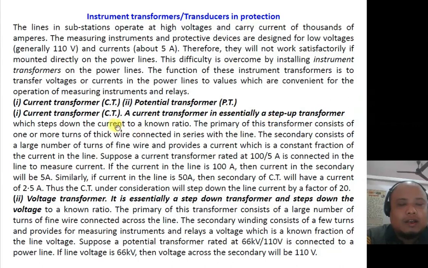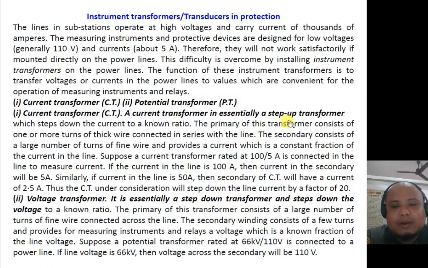Okay, and CT is connected in such a way that the primary winding of the CT is in series with the line, and potential transformer or voltage transformer is connected across the line. Because CT is a step up transformer, N1 number of turns will be greater than N2. Primary side turns are greater in number than secondary side turns. And PT or VT is a step down transformer, so N2 will be less than N1.